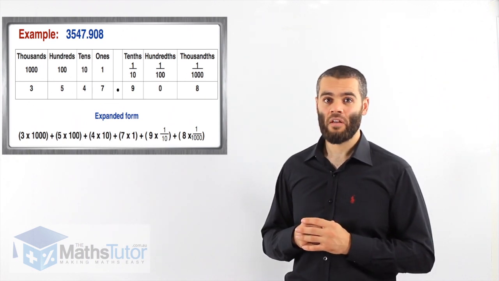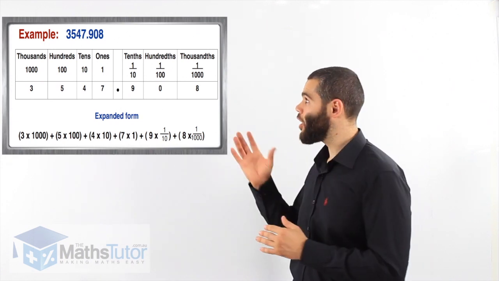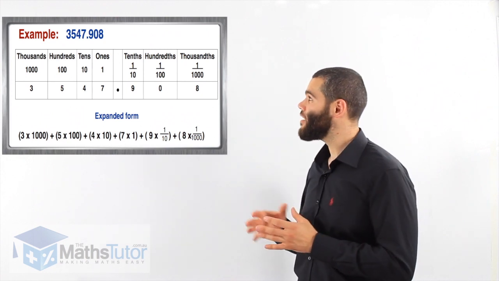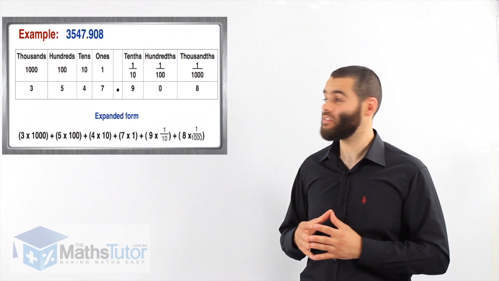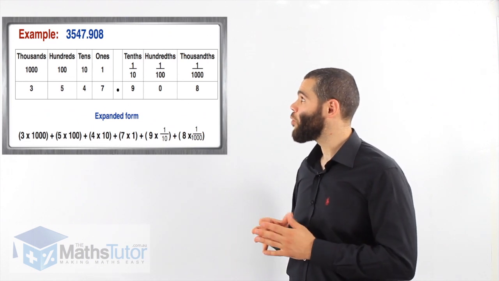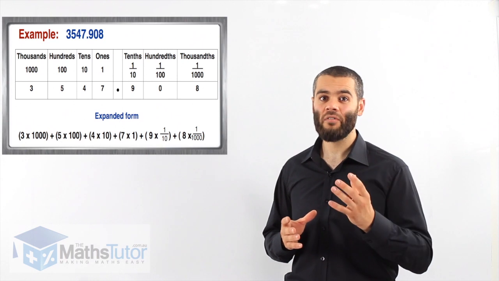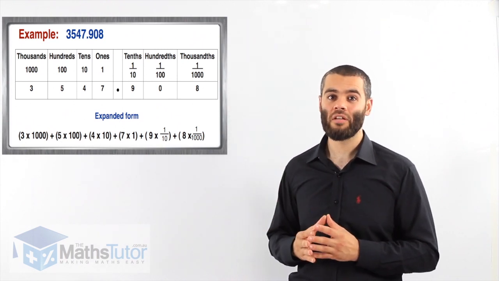3,547.908. Now the 3,547, we know the 3 holds the value of 1,000. And the 5 is the place value of 100. The 4 has the place value of a 10. And in the ones column, we know the 7 is there. 3,547. Then we have point.